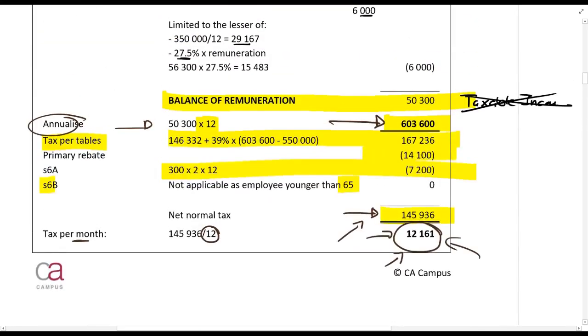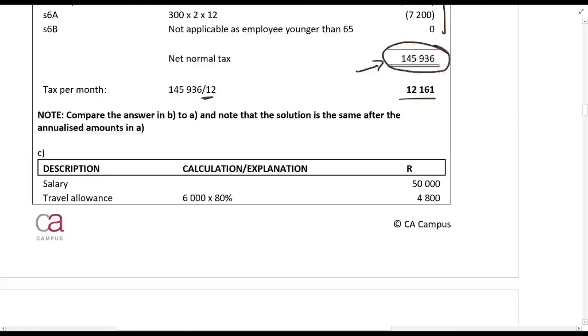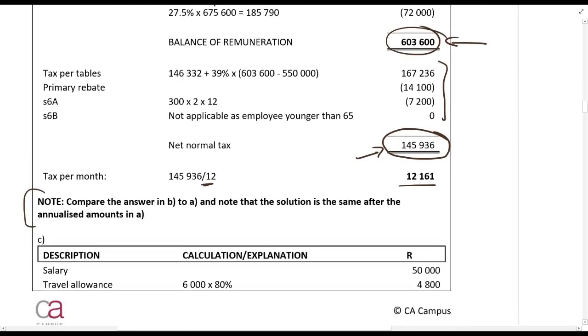There you go. I want you to just see, if you look at part A and part B, that's what I said here. See that it's exactly the same, guys. It works out the same. You can use whichever one you want in the exam.